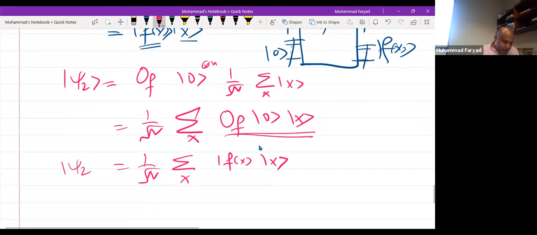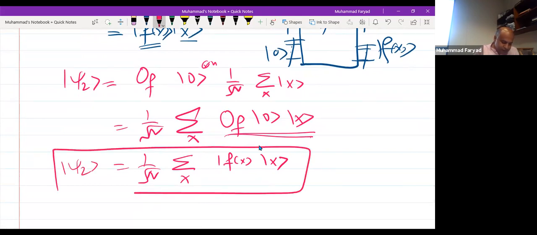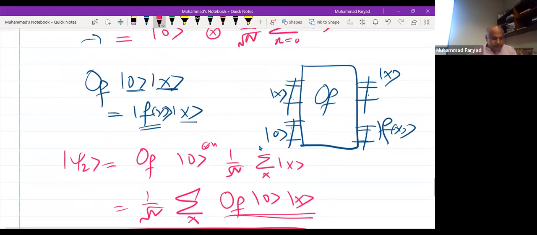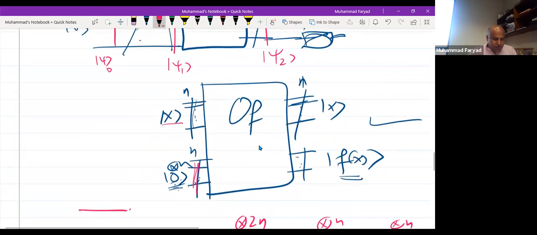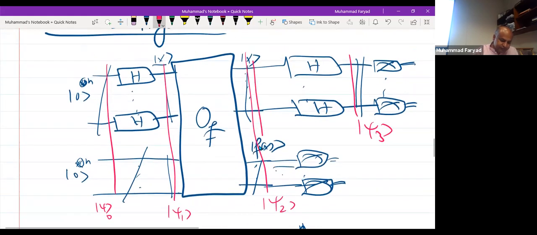So this is the state right after this oracle. So this is the point. Now, after this stage, let's say we apply measurement on this f of x register.